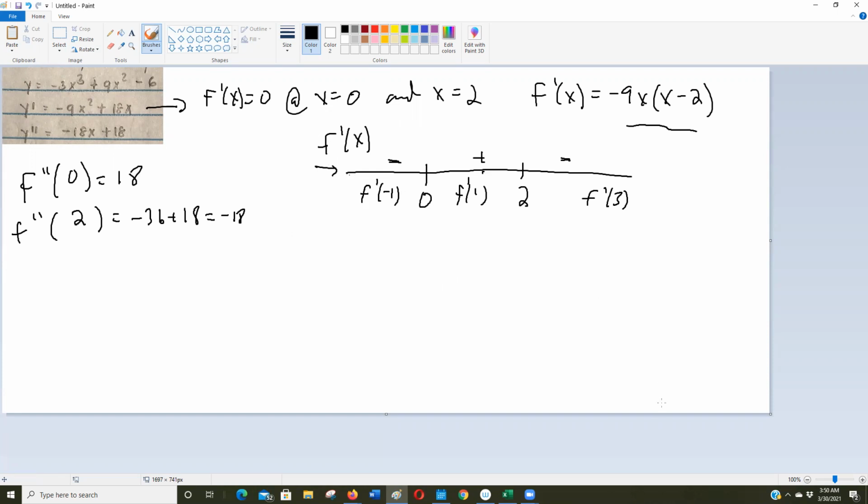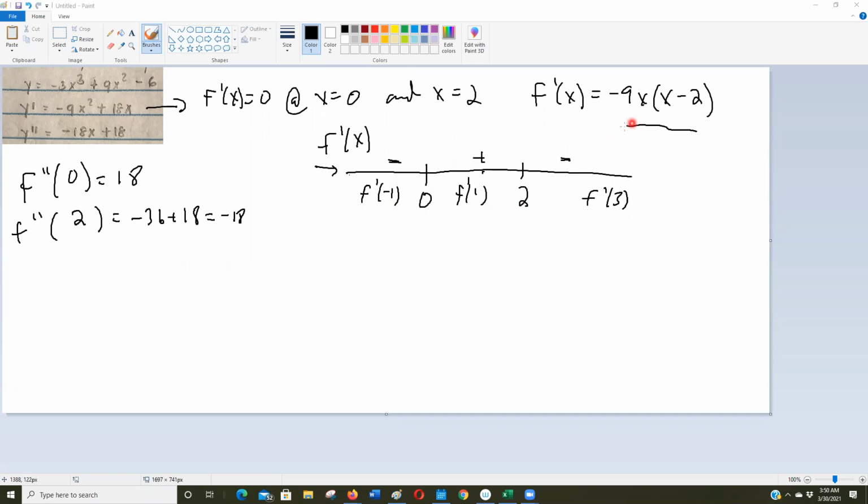Let me get a pointer going. Let's see here. There. So I'll make a number line. I'll write in the critical values of the derivative, and then I'll test values either side of that. So -1, and pick easy values, because you don't really need to worry about the actual value. You just want to know if it's positive or negative.